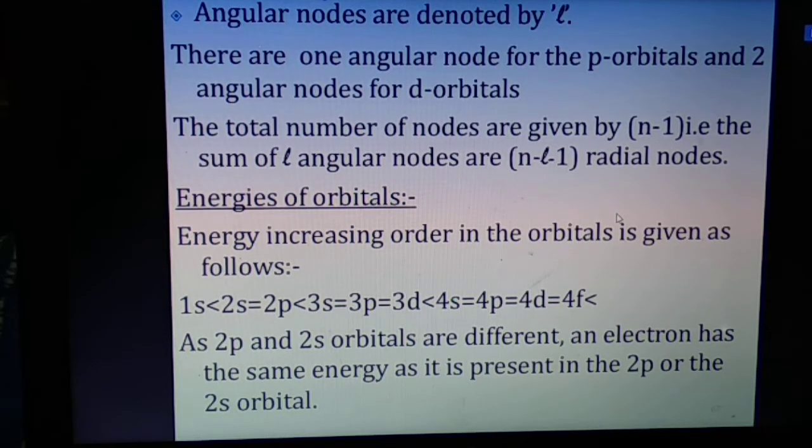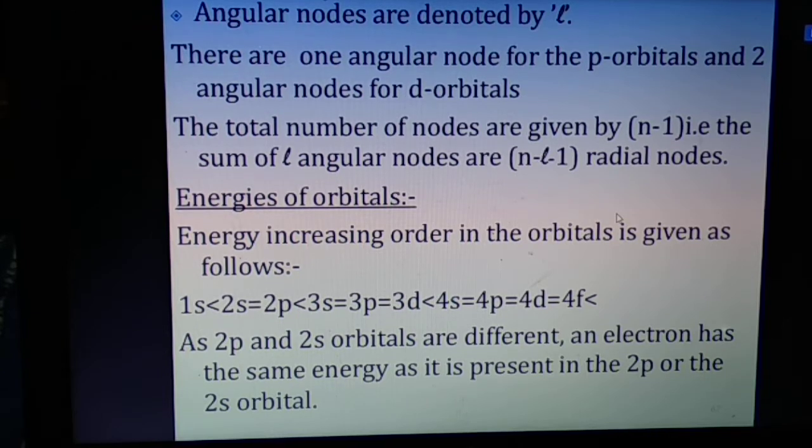Yes, it is the sum of the angular nodes and the radial nodes, that is n minus 1. Now students, I am going to describe the energy of the orbitals. We have to study a very important topic in this chapter, the electronic configuration of the elements. For this, you have to know the energy of the orbitals. The energy increasing order of the orbitals is given as follows: 1s, 2s, 2p, 3s, 3p, 3d, 4s.